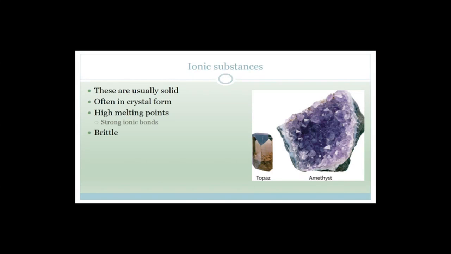So if you look over here, you can see these are two examples of ionic substances. This is topaz and this is amethyst. And they are semi-precious stones. Don't worry about that too much. It just means that they're fairly rare. Okay, but do you see that they're crystalline? They've got nice little flat facets. Now, this amethyst definitely hasn't been ground into this. This is exactly how it appears in nature.